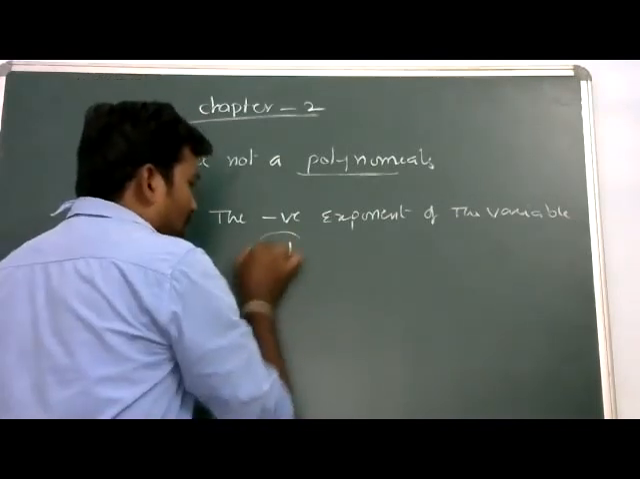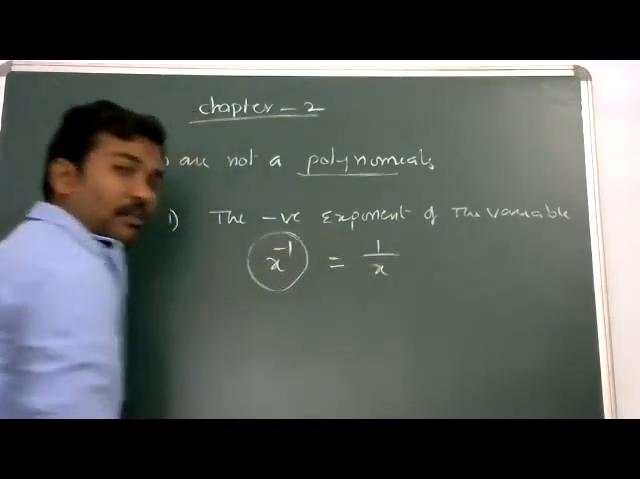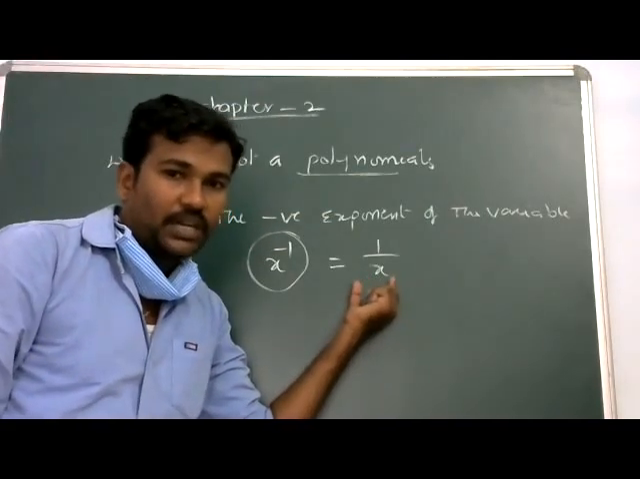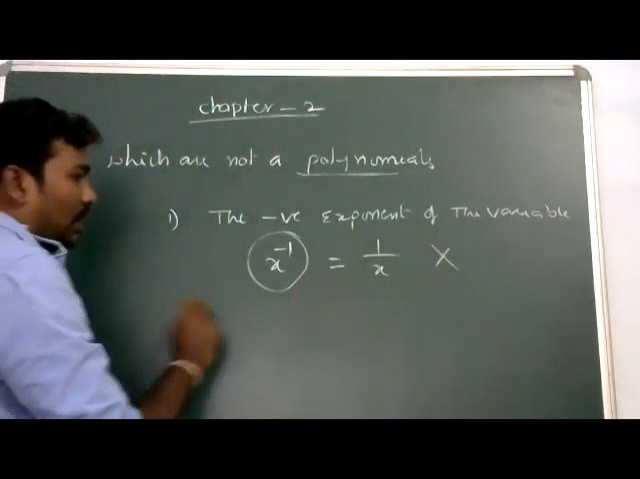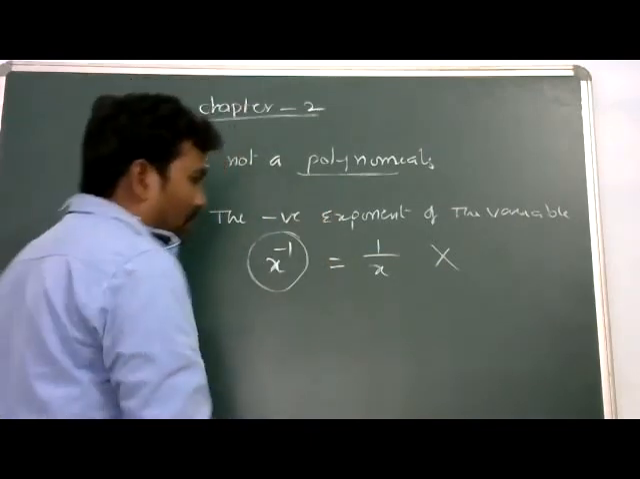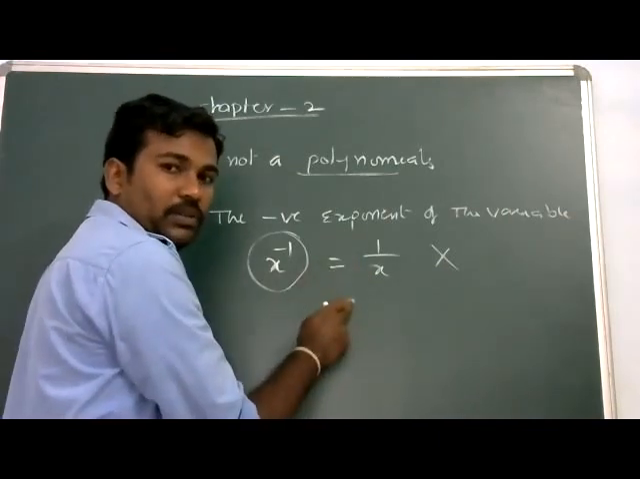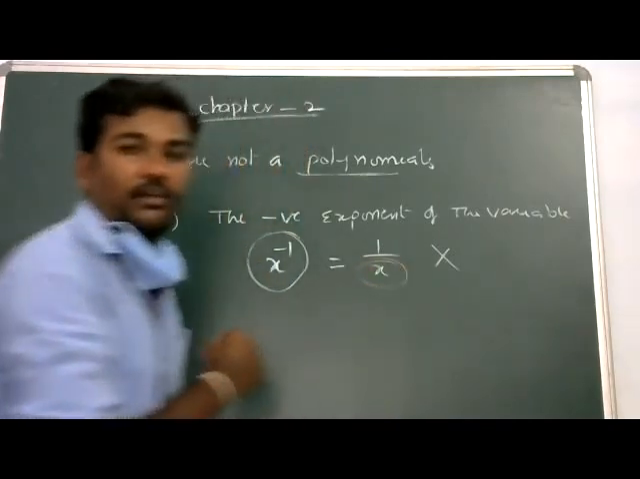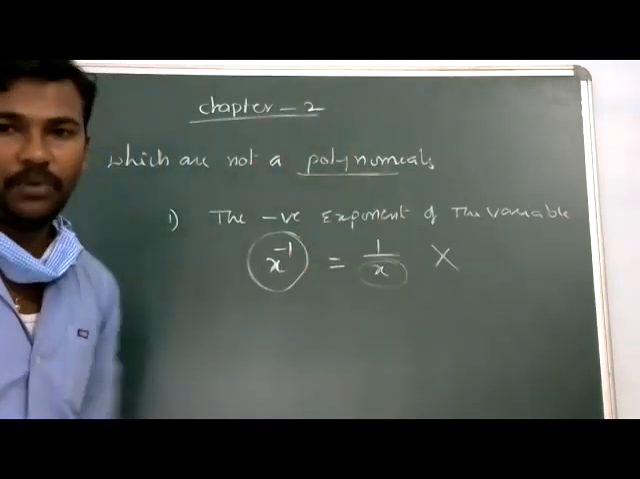If the variable contains a negative exponent, then this can be written as 1 by x, so the variable is in the denominator. Then this is not a polynomial. Once again, listen, this is condition 1: the variable having a negative exponent. Suppose x power minus 1; a power minus 1 equals 1 by a. Already you know that formula. So 1 by x. When the variable is in the denominator, then this is not a polynomial.